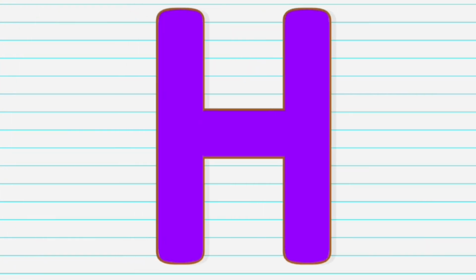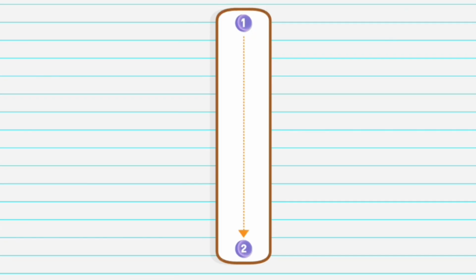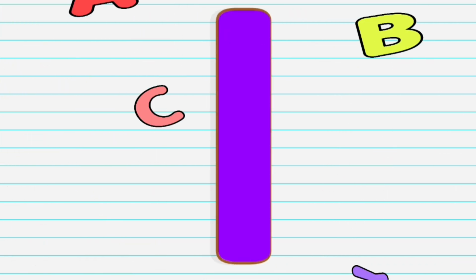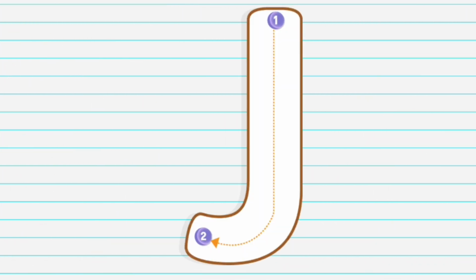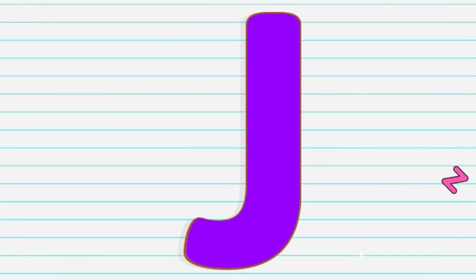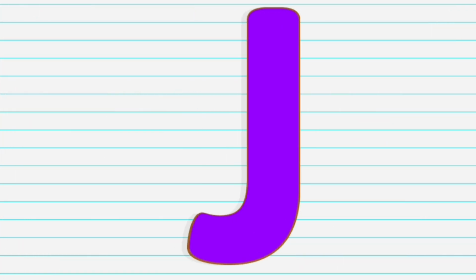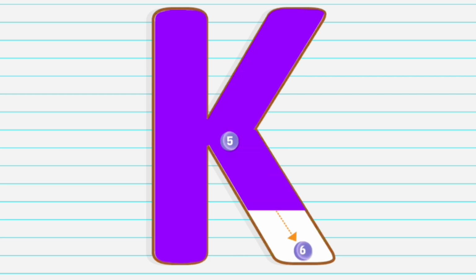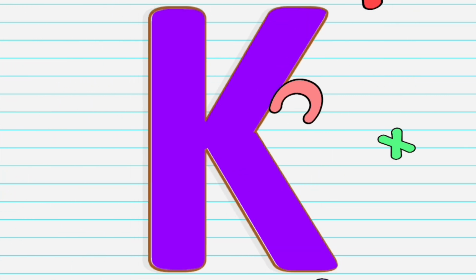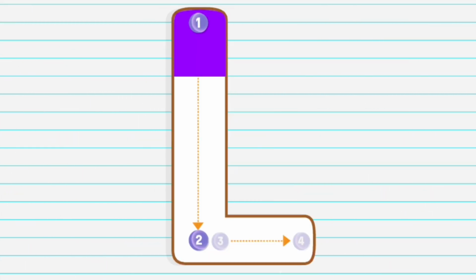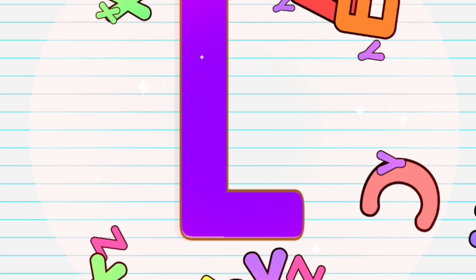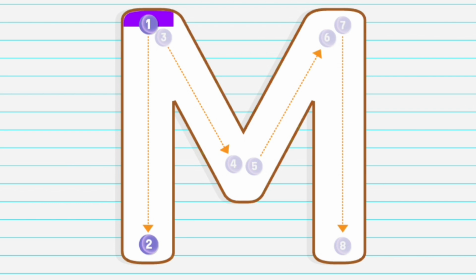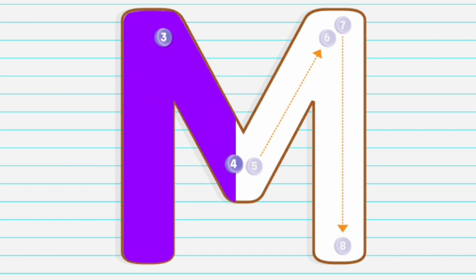This is H. I. Let's write I. This is I. J. Let's write J. This is J. K. Let's write K. This is K. L. Let's write L. This is L. M. Let's write M.